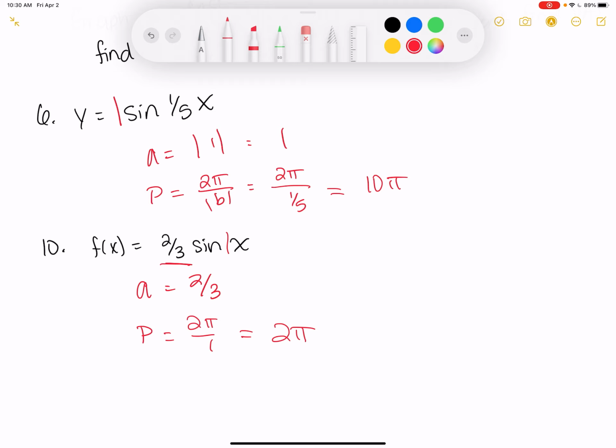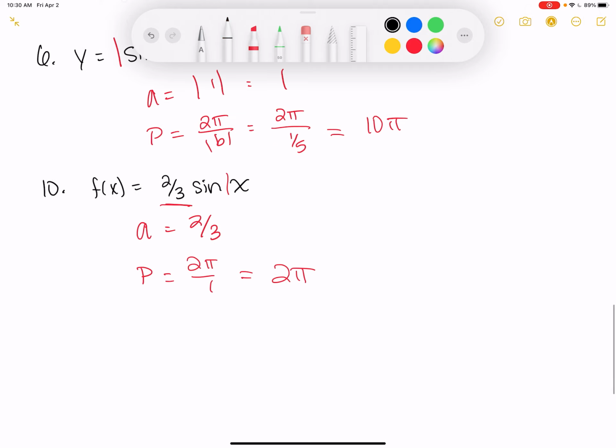Just to clarify, A is the number that comes before sine, and B is the number that comes before x. So A sine Bx, and then same thing with cosine: A cosine Bx.